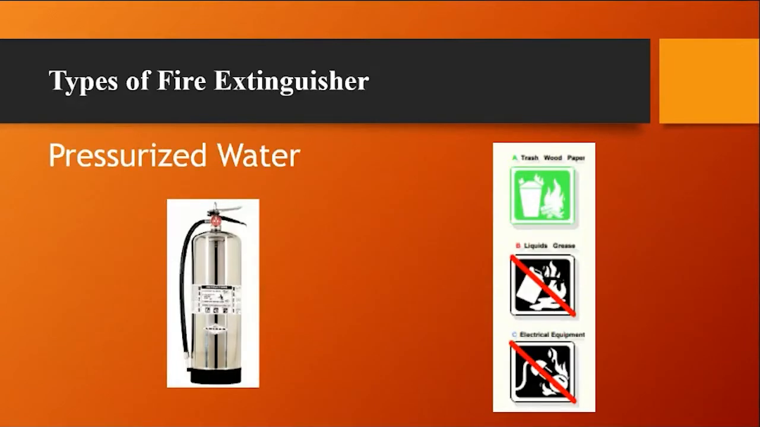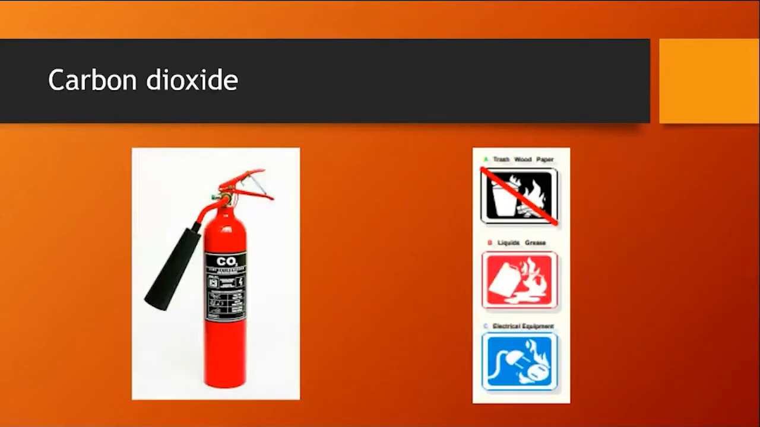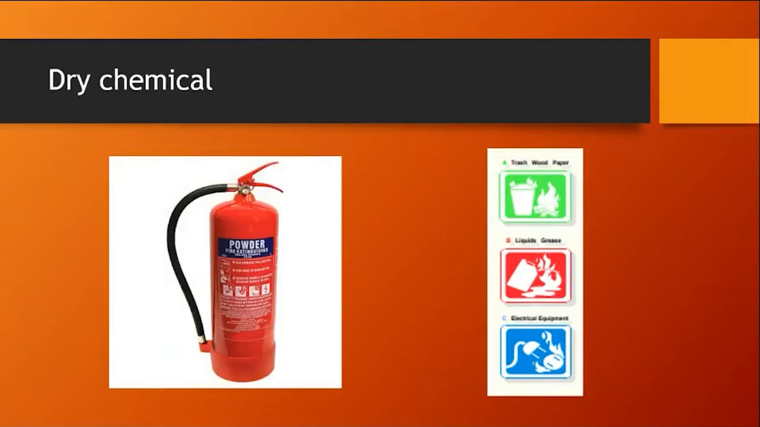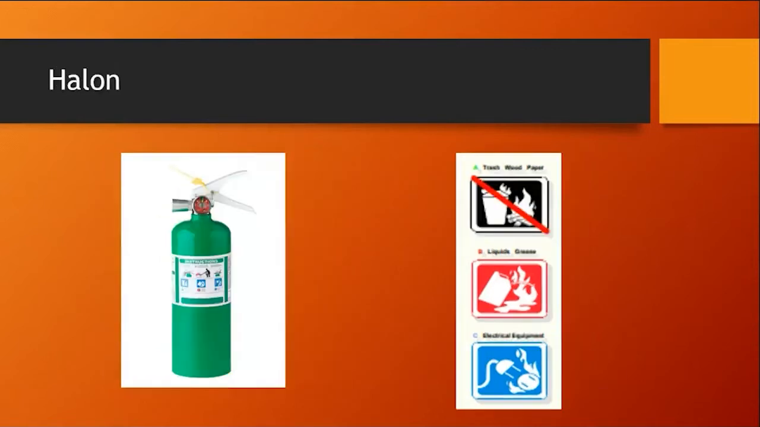So, first type is pressurized water. It is only used for trash, wood, paper. It cannot be used for liquids, gases, and electrical utilities. Next is the extinguisher with carbon dioxide. It cannot be used for trash, wood, paper. It can only be used for liquids, gases, and electrical equipment. Next is dry chemical. This one can be used on everything. It can be used for combustible materials, liquids, gases, and electrical equipment.